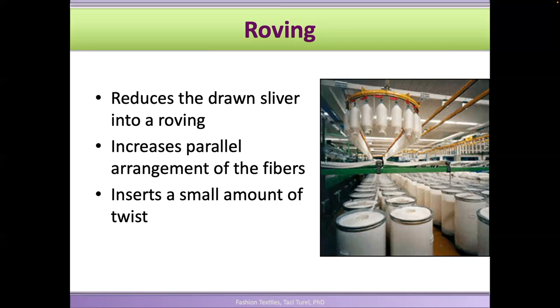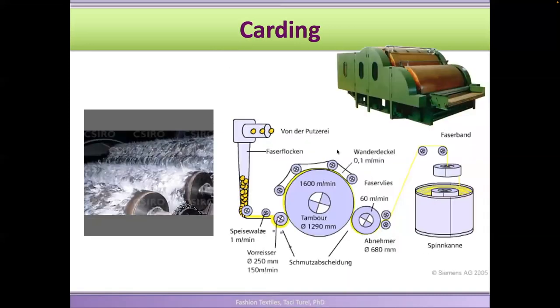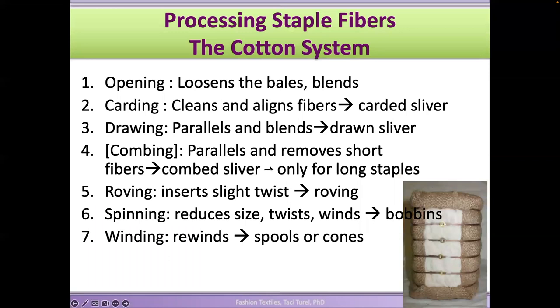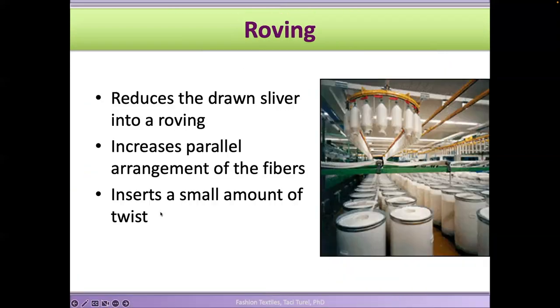You are also, at this step, inserting a small amount of twist on your sliver, and you are getting your roving. So again, we are inserting a slight twist in the roving step to our drawn sliver or combed sliver. And then you get the roving, and then the next step is our final spinning step.